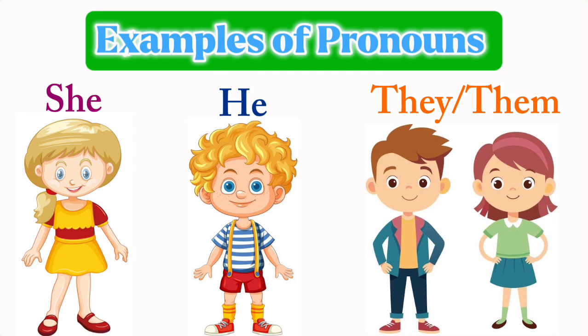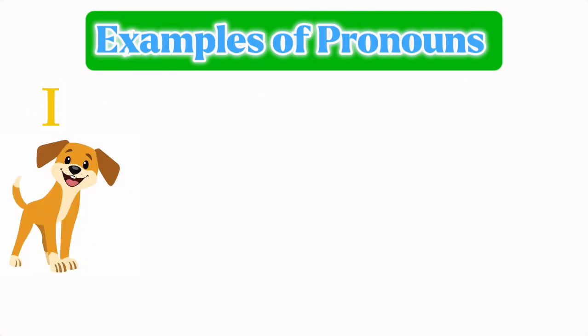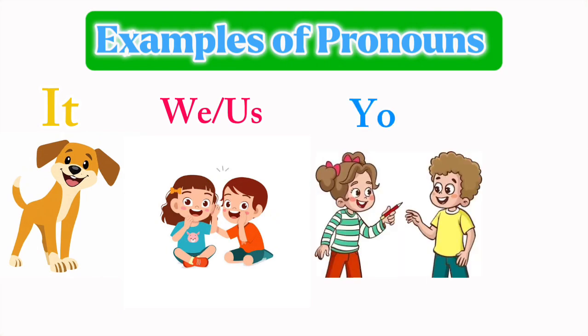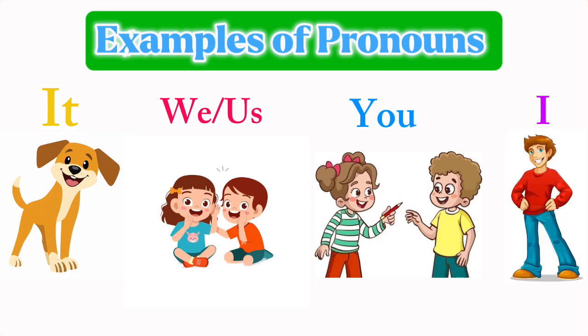Let's look at all the examples of pronouns we also have. When we are talking of a thing or an animal, we use it. When we are talking of yourself and another person, we use we or us. When you're referring to someone else, you use you. And when you're referring to yourself, you use I.